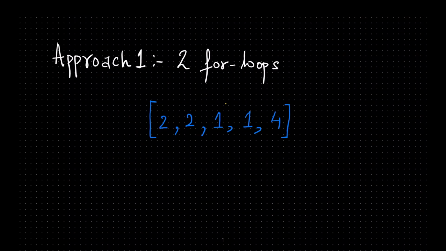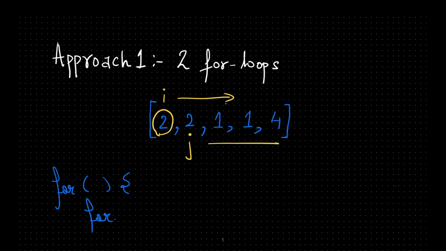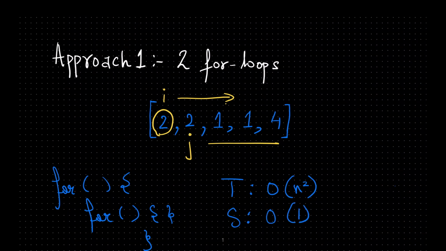In our first approach, we will use 2 for loops. The first for loop with pointer i to traverse the array, and the second for loop with pointer j to find the duplicate of nums[i] by comparing the ith element with every other element of the array for each value of i. So this is a solution having a for loop with another nested for loop, thus leading to a time complexity of order n square and a constant space complexity of order 1. So this is a brute force solution, and let's now reduce this time complexity to order n with our second approach.